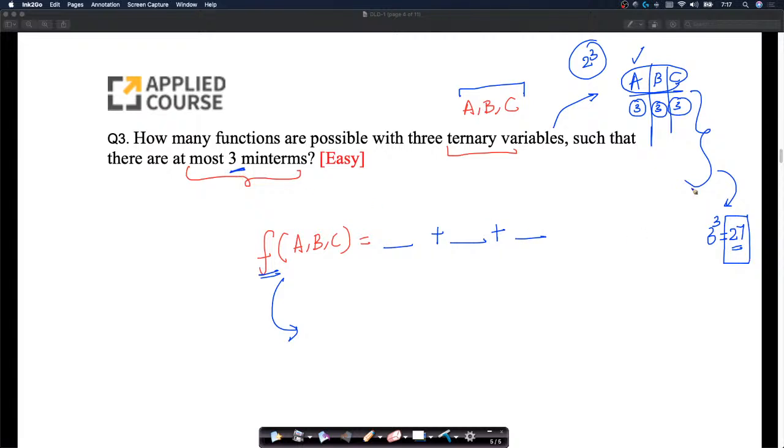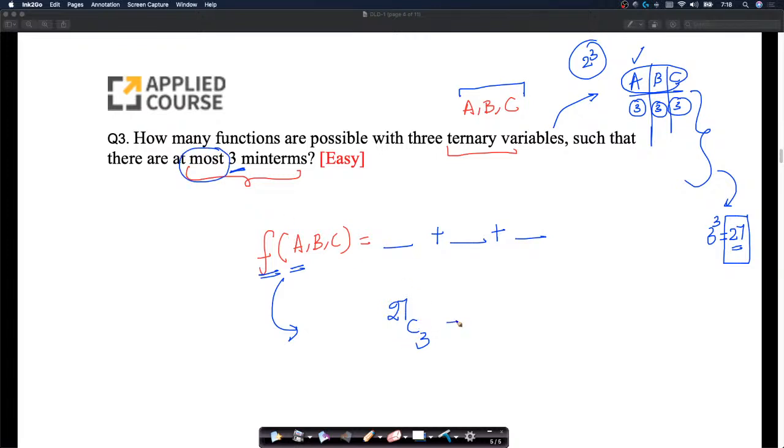So from 27, imagine if I want to construct a function with exactly 3 minterms, I just need to pick 3 out of these 27. So I need to choose 3 out of these 27 minterms, right? Those many functions I can construct if my function needs exactly 3 minterms. But it says at most 3 minterms.